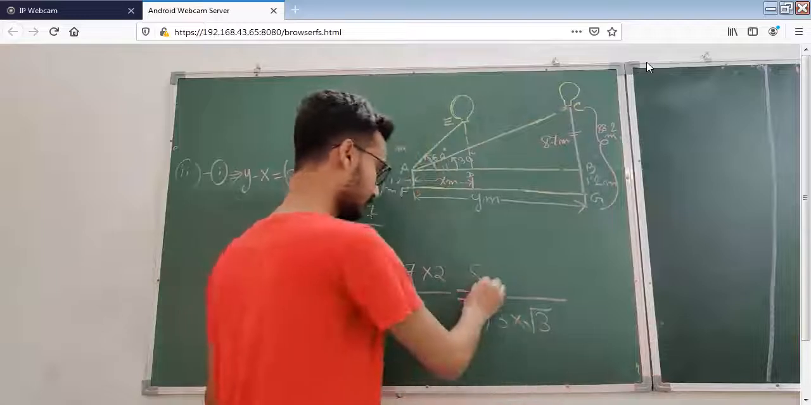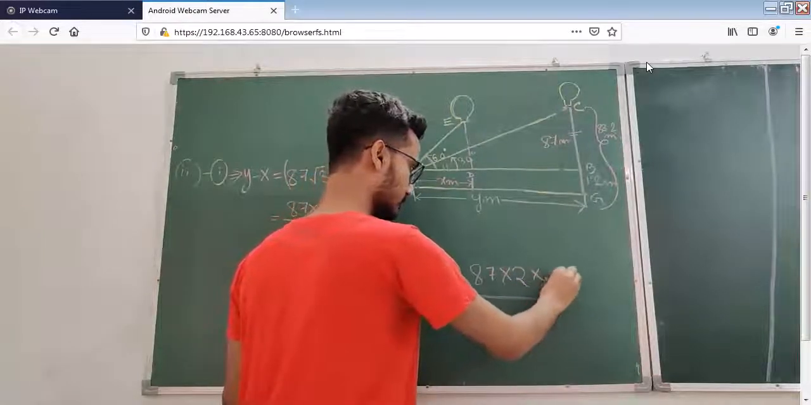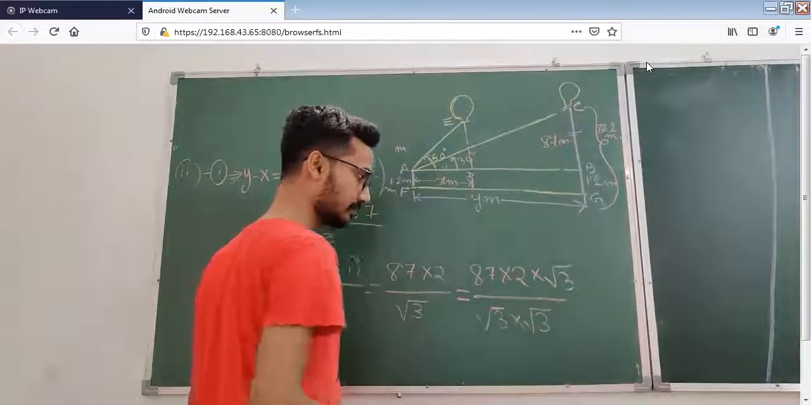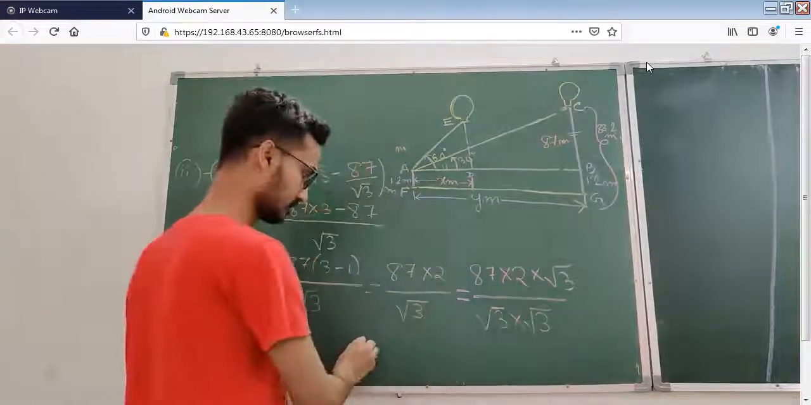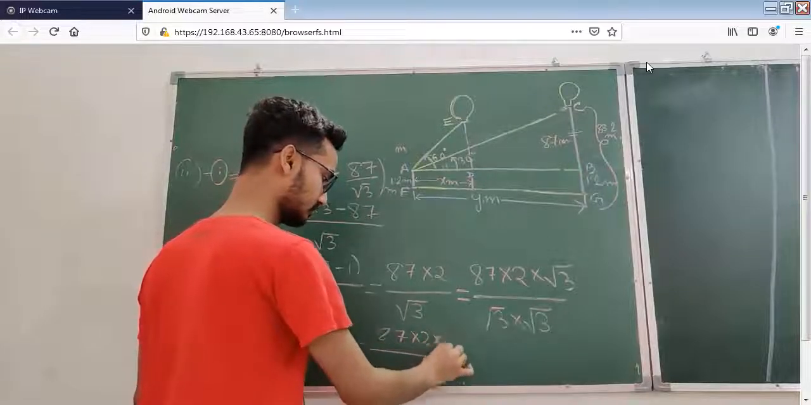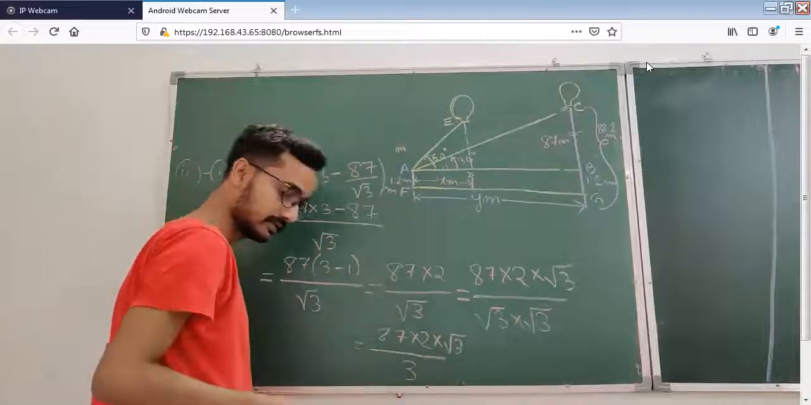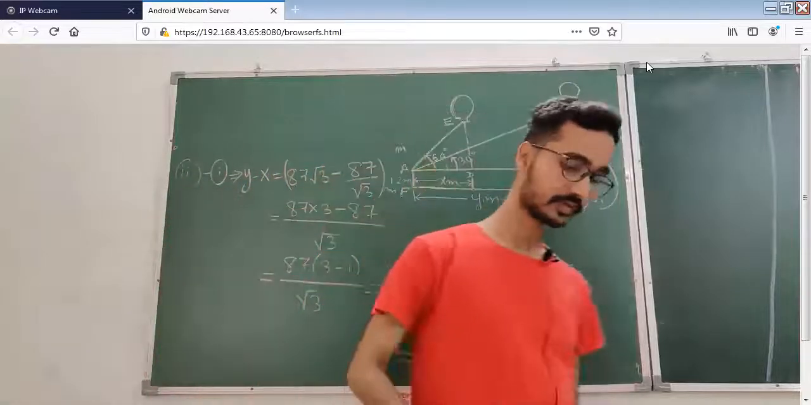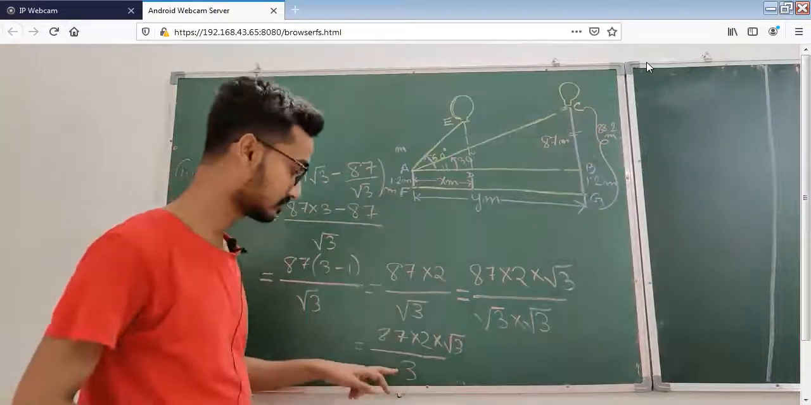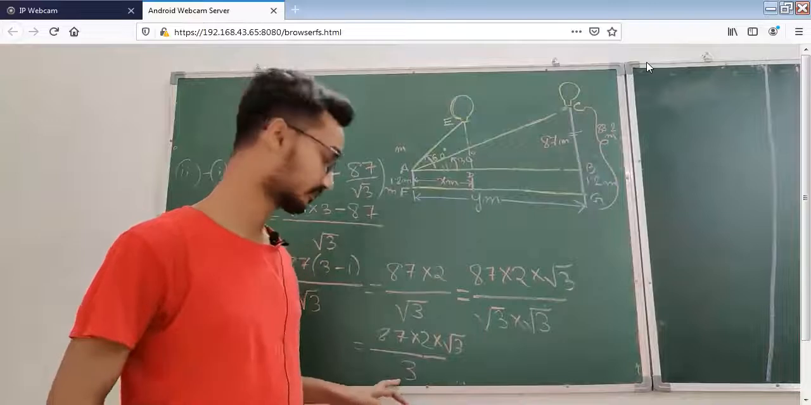So multiply, it will be 87 into 2 into root 3. Now root 3 and root 3, if you multiply, it will be 3. Now it will be 87 into 2 into root 3 over 3. Now 87 will be divided by 3. How many times? It will be 29 times, because 29 multiplied by 3 gives 87.